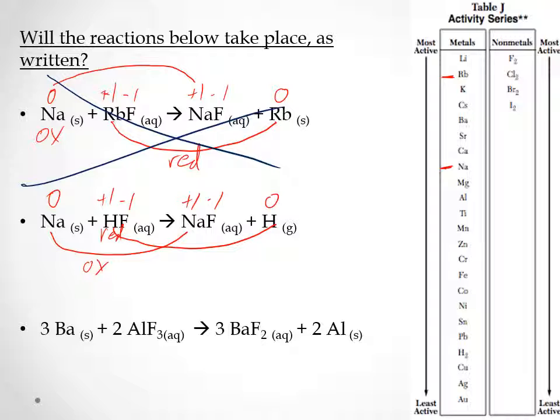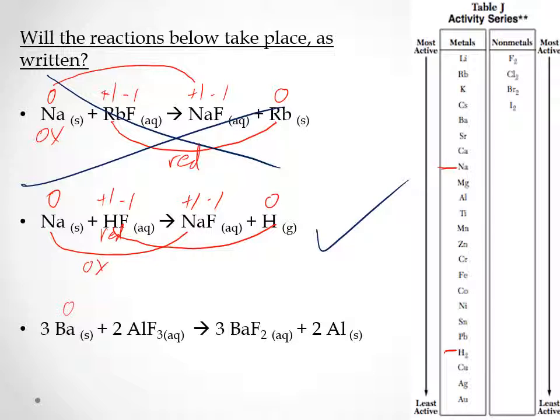That means for this reaction to take place, sodium being oxidized, H being reduced, sodium would have to be listed higher on table J than H. Sodium is right here. Hydrogen's all the way down here, so this one looks pretty good. This one would happen like this. We could expect this reaction to take place as listed.